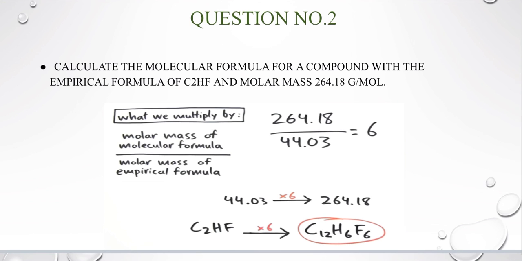It's always constant, so in this case, after dividing them, we get 6. As I said before, this 6 is not the answer. It's the number that we multiply by the empirical formula in order to get the actual formula, or the molecular formula. And after multiplying 6 by the empirical formula, we get C12H6F6.